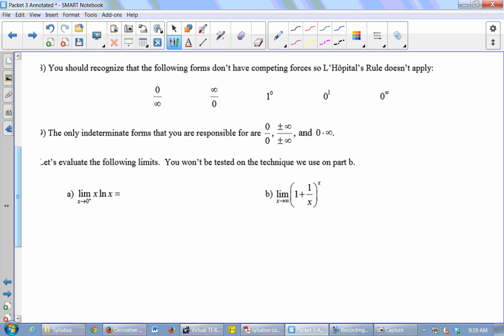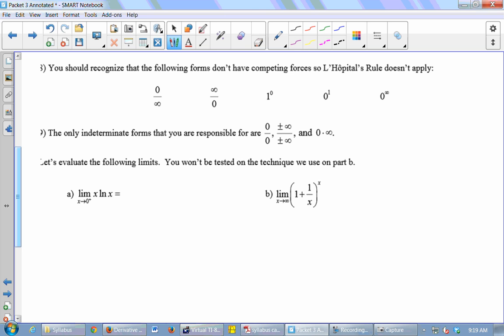Infinity over 0, right? If your numerator is going to infinity, that makes your fraction go to infinity. And if your denominator is going to 0, that also makes your fraction go to infinity. So again, those are cooperating. They're both forcing the fraction to go to infinity.